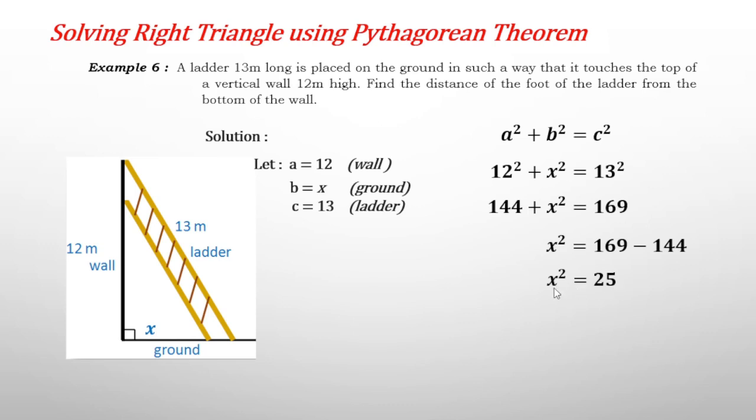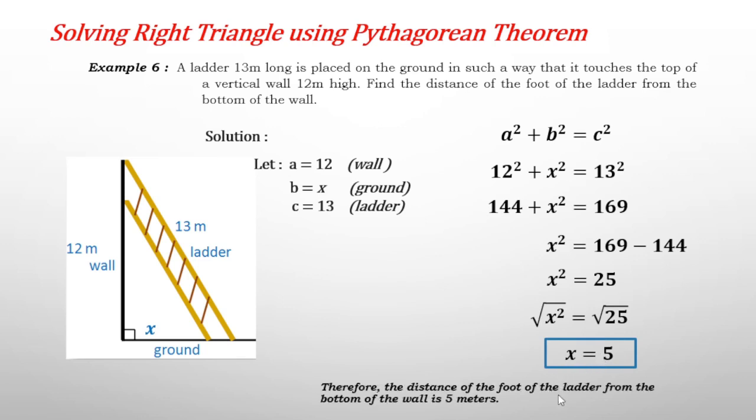So in order for us to isolate now the x alone, we need to omit the square of the x by extracting the square root of both sides. So it becomes the square root of x squared equals the square root of 25. As we are going to simplify further, the square root of x squared becomes x, and the square root of 25 is equal to 5. Therefore, the distance of the foot of the ladder from the bottom of the wall is 5 meters.